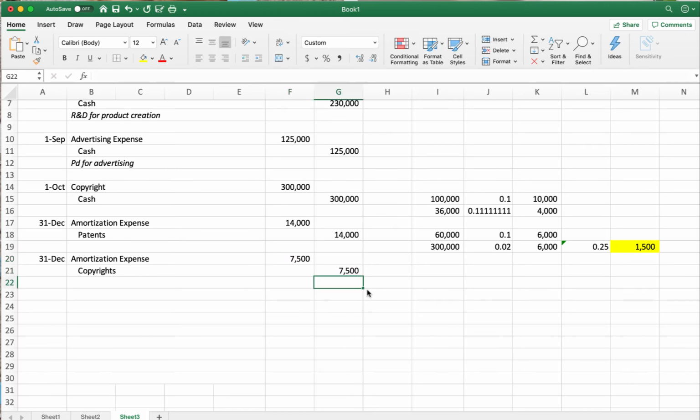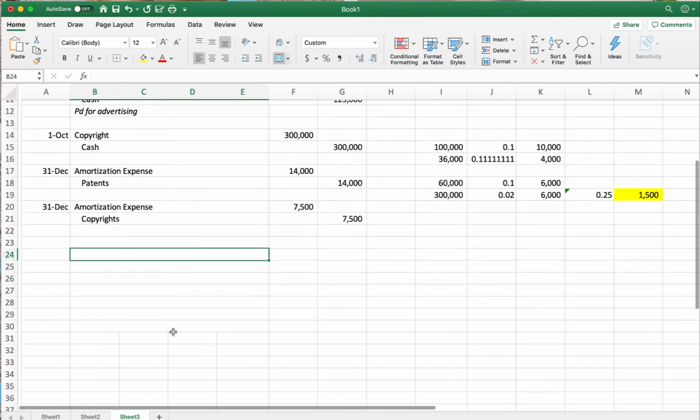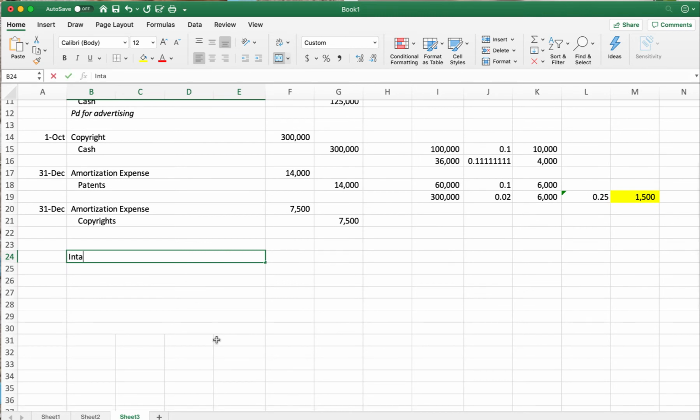Okay. So now what we need to do is go ahead and prepare the intangible list that we have, right? How do they look on the balance sheet? Well, here's how they look. And I'm just going to do it underneath my journal entry. That's okay. Intangible assets, right? What's the first one I have? Well, the first one I have is my patent.